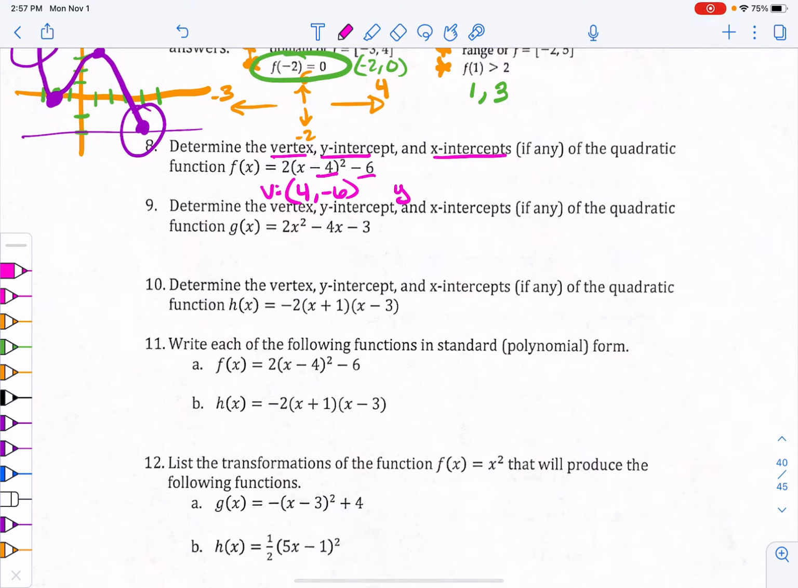The y-intercept we find by plugging 0 in for x. So if I plug 0 in here, 0 minus 4 is -4 squared is 16, and 2 times 16 is 32 minus 6. Holy cow, that's going to be a y-intercept of like 26. Something like that is the y-intercept. Okay, the x-intercept, we plug 0 in for y.